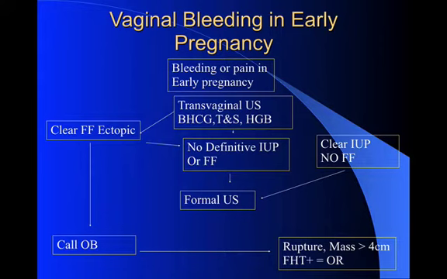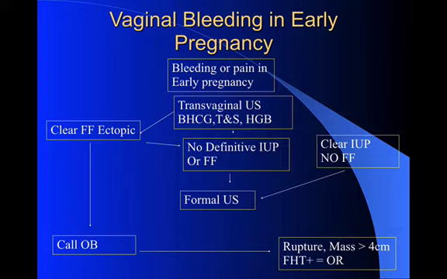Next, if you do the transvaginal ultrasound, you've ordered the beta, a type and screen, and the HCG, and you see clearly a lot of free fluid and an ectopic, you call OB. If they want to get the formal, they can, but I would call OB first. If you don't see an IUP or free fluid, go on to order the formal ultrasound and check the beta HCG. The beta HCG is only useful if you don't see a clear IUP.